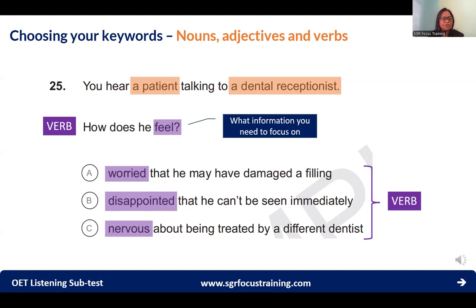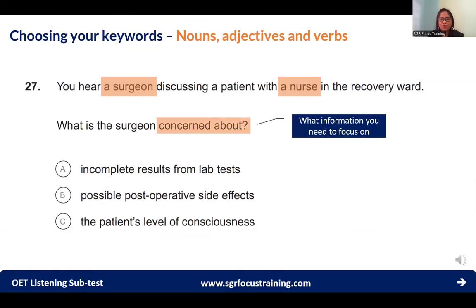Remember that you need to focus on the information that you are going to listen to. So if you hear that he is worried, the answer is A. If you hear that the patient is disappointed, then the answer is B. And when you hear that the patient is nervous, then the answer is letter C. Okay? So it is all about knowing how to identify these words.